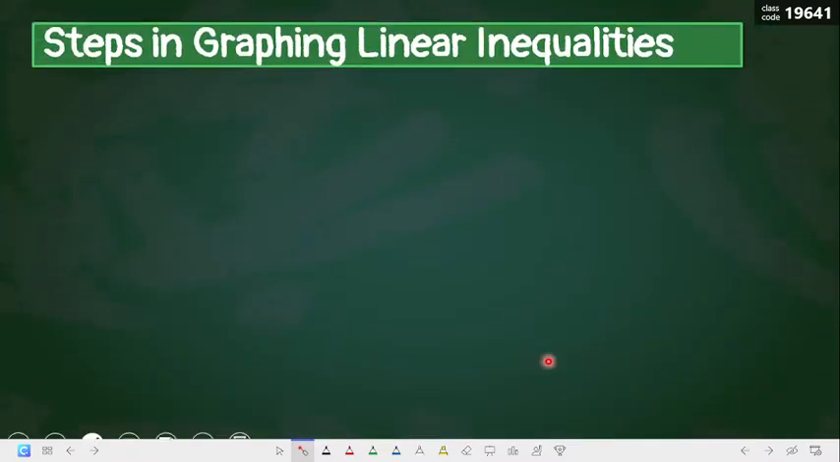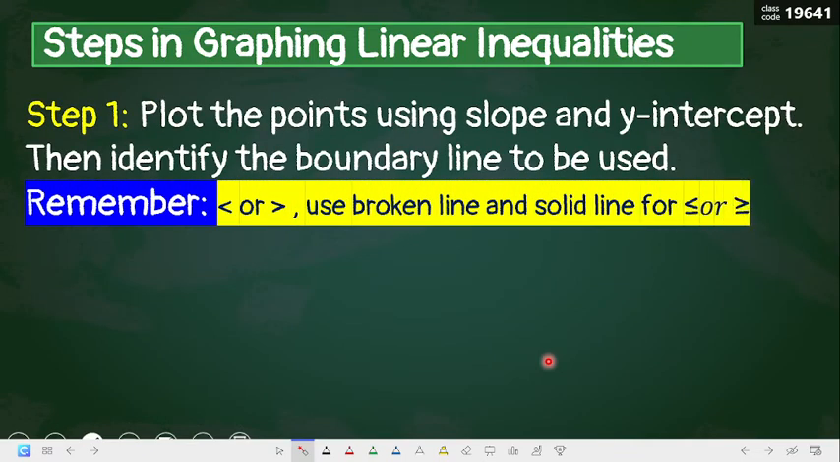Okay, so here are the steps in graphing linear inequality. Okay, first one is you're going to plot the points using slope and y-intercept. Then identify the boundary line to be used. So, gagamitin natin dito yung slope and y-intercept, which is the y equals mx plus b. And then, tandaan, pag broken line, kailangan ang given ay less than or greater than, and then solid line naman kung ito ay may kasamang equal to.